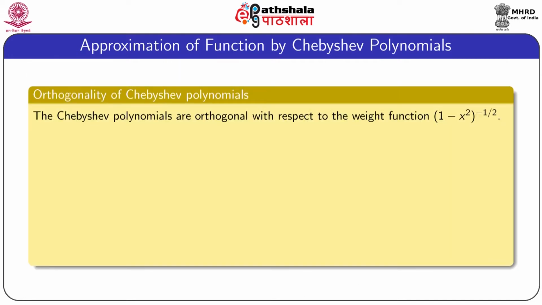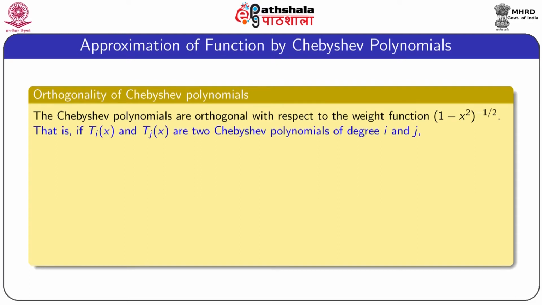It is interesting that the Chebyshev polynomials are orthogonal with respect to the weight function (1 - x²) to the power minus half. So W(x) = (1 - x²)^(-1/2). To prove the orthogonality of Chebyshev polynomials, we consider 2 Chebyshev polynomials of degree i and j, and these are denoted by Ti(x) and Tj(x).